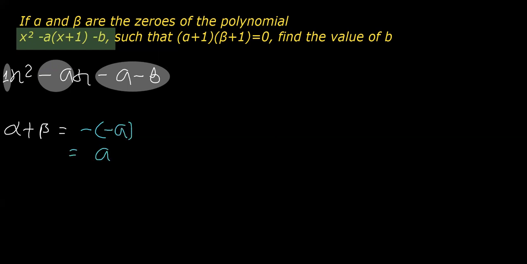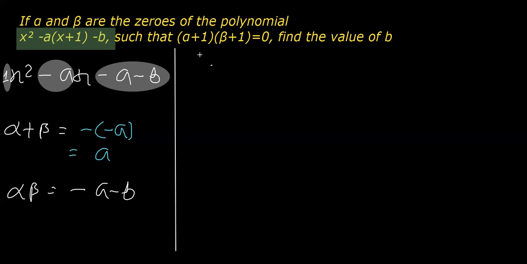And if I find the product of the zeros, that is alpha into beta, it is constant term divided by coefficient of x squared. So clearly the constant term is minus a minus b. Now, once we are done till here, we will see what we have to get. As I can see, we have to get the value of b, and this is what the relation between alpha and beta is given. So I'll just open this bracket first.